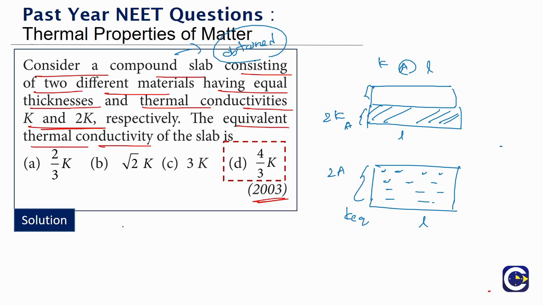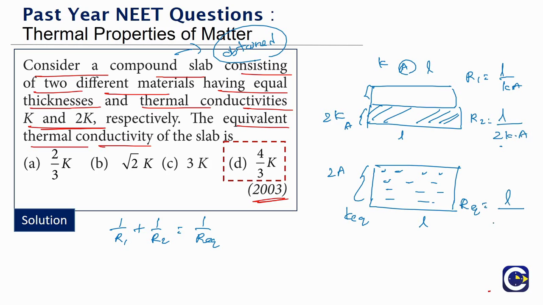Now what is the relation? Parallel means 1 by R1 plus 1 by R2 is equal to 1 by R equivalent. So let us write down. R1 is L by KA. R2 is L by 2K into A. R equivalent is L by K equivalent into 2A. Now what is the relation? 1 by R1 plus 1 by R2 is equal to 1 by R equivalent. This is the parallel arrangement.